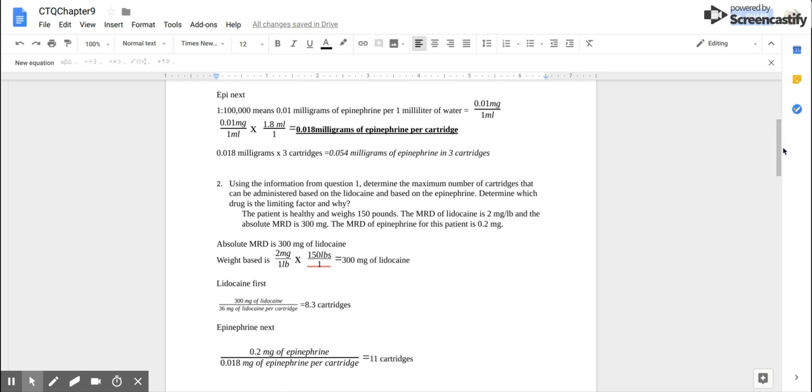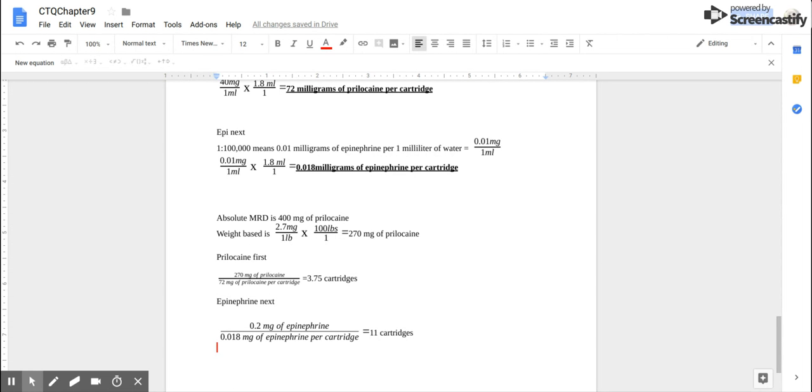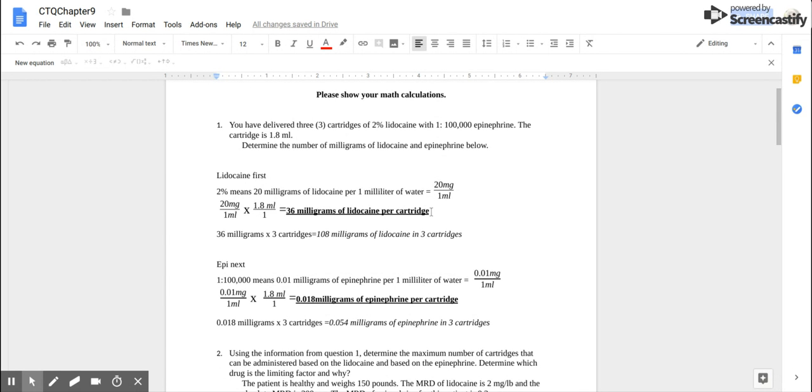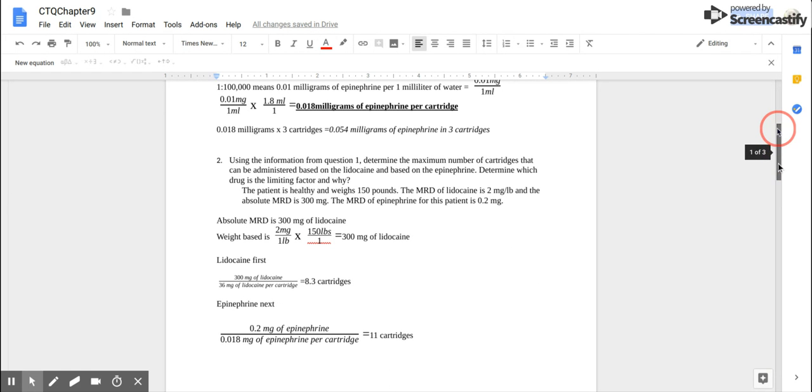So the MRD we'll be using is 300 milligrams over the 36 milligrams of lidocaine per cartridge. And remember, whoops, wait a minute, scroll up. We solved that up here, that we have 36 milligrams per cartridge in question 1. So that's where I got the 36. So we got the 300 milligrams here over the 36 milligrams of lidocaine per cartridge. The lidocaines cross off, and based on lidocaine, you can deliver 8.3 cartridges to this patient.